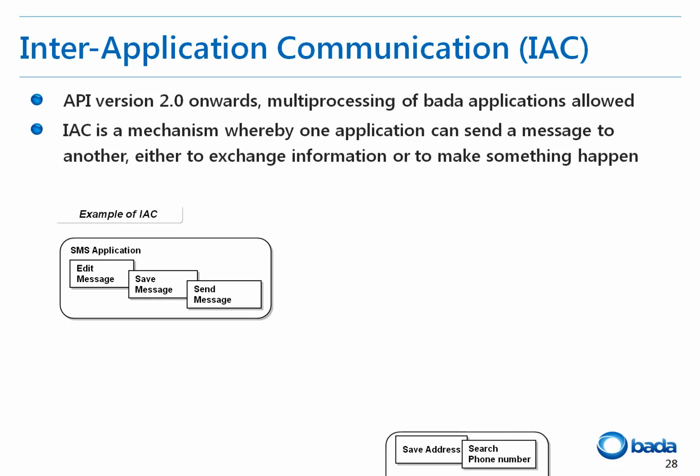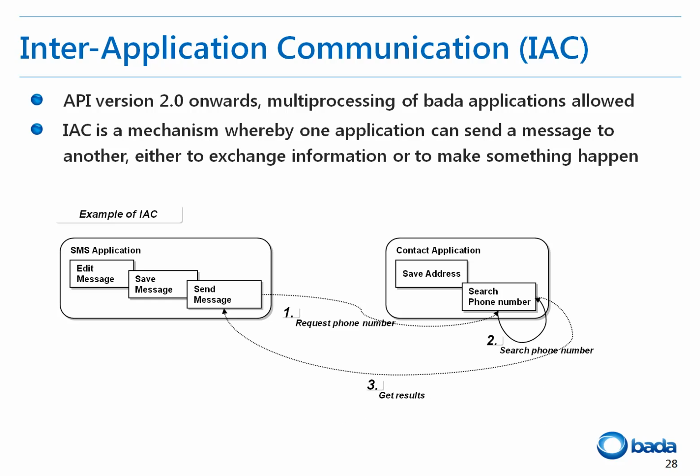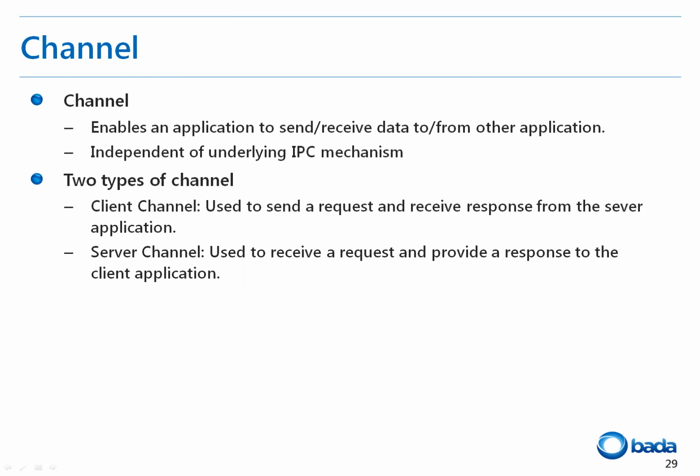The IAC example shows communications between the SMS application and the contact application. For sending an SMS message, the SMS application needs the phone number. So it sends a request to the contact application. On receiving the request, the contact application searches for the phone number and sends the result to the SMS application. After getting the result, the SMS application sends the SMS.